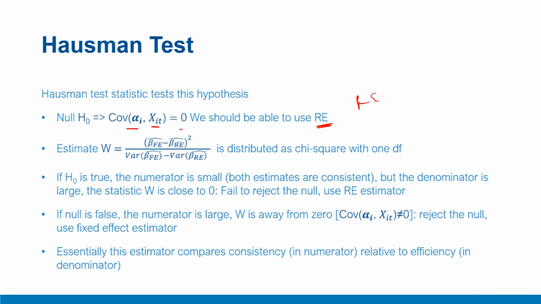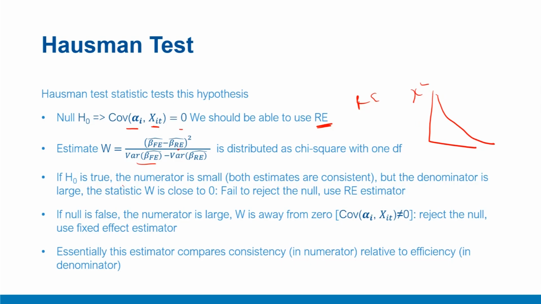The test is designed in a manner that the numerator has the difference between the fixed effect and random effect estimates, and the denominator has their variances. So this statistic is distributed as a chi-square with 1 degree of freedom. It appears something like this, the chi-square statistic with 1 degree of freedom.